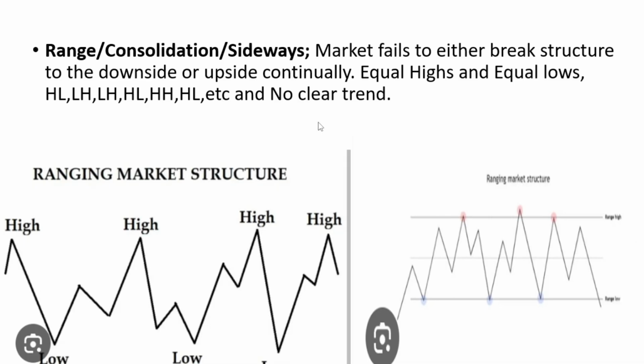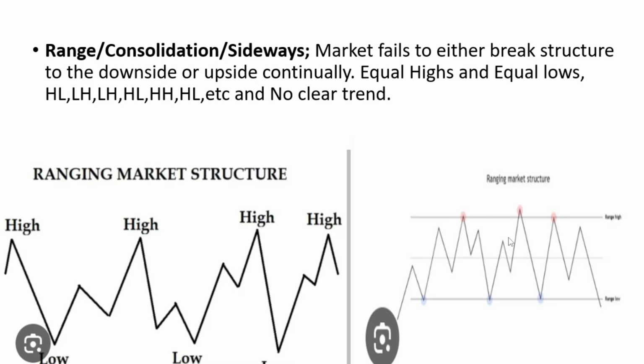The last type of market structure we want to look at is the range, or the consolidation, or the sideways market. Just as the name suggests, it doesn't have any clear direction. It fails to break structures to the downside and to the upside continually. Let's say it will create a high, it will break a high, and you are waiting for it to break another high, and it will fail and then come and break the low.